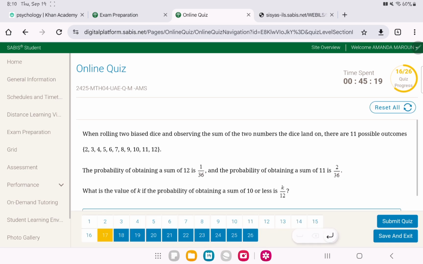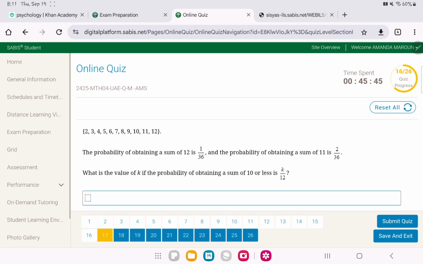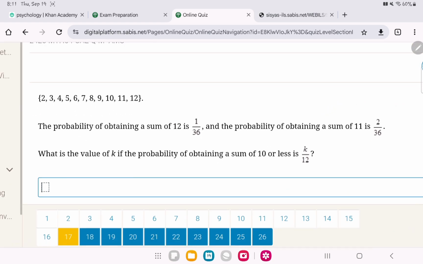Question number 17. When rolling 2 biased dice and observing the sum of the 2 numbers the dice land on, there are 11 possible outcomes. Okay? The probability of obtaining a sum of 12 is 1 out of 36, and the probability of obtaining a sum of 11 is 2 out of 36. So what's the value of k if the probability of obtaining a sum of 10 or less is k over 12?